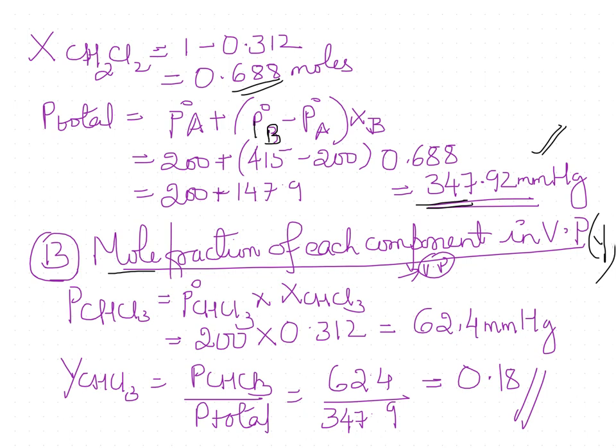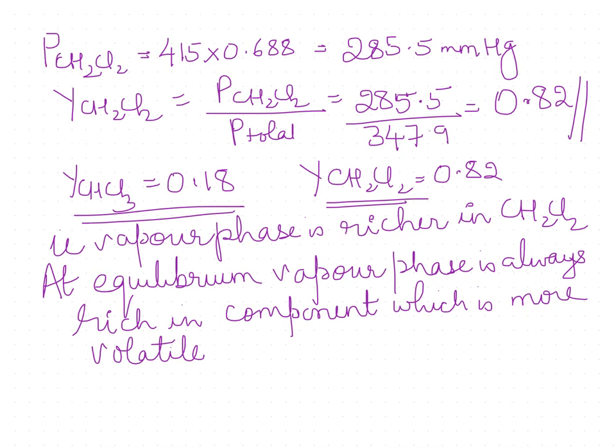That is why we have found it out from the equation PA is equal to P0A into XA, that formula. So we are getting it as 0.18 moles. Is it clear? Okay. So now next we are moving forward. We are again finding the PCH2Cl2.